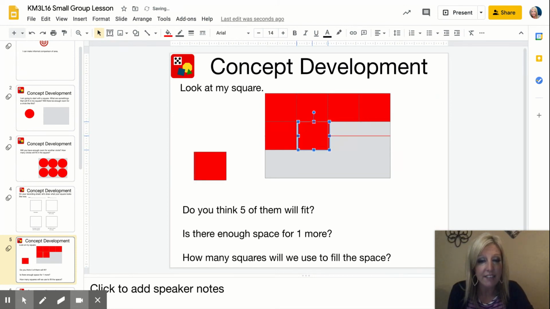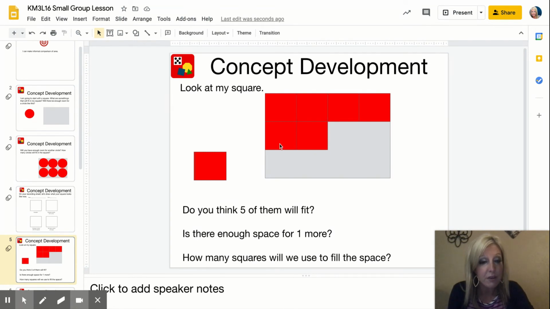Now that I have 6, how many do you think it's going to take to fill the entire square? What do you think the area of this square is using squares? Pause the video and discuss that with someone at your home. All right, so here we are at 5. 1, 2, 3, 4, 5, 6. Here we are at 6.